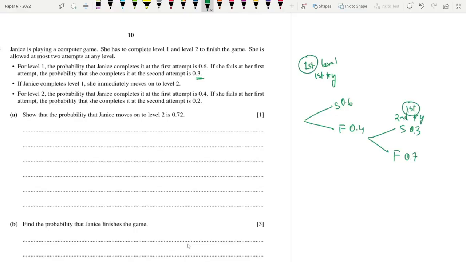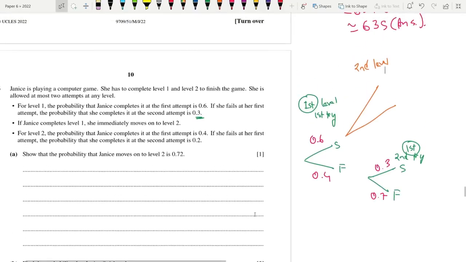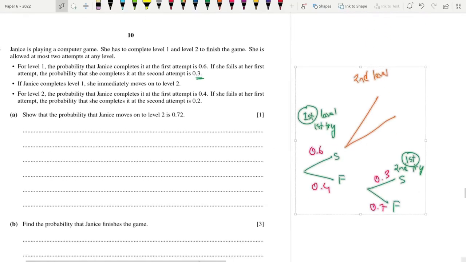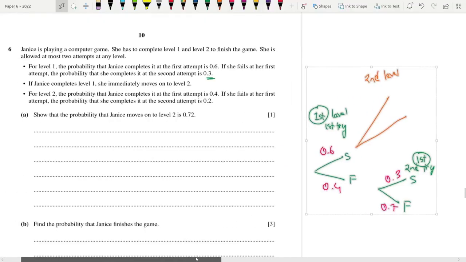Wait, let me write this here. It will be better for you guys. So 0.6 and 0.4, 0.3 and 0.7. So if she does succeed, then she moves on to the second level, right? This is the second level.